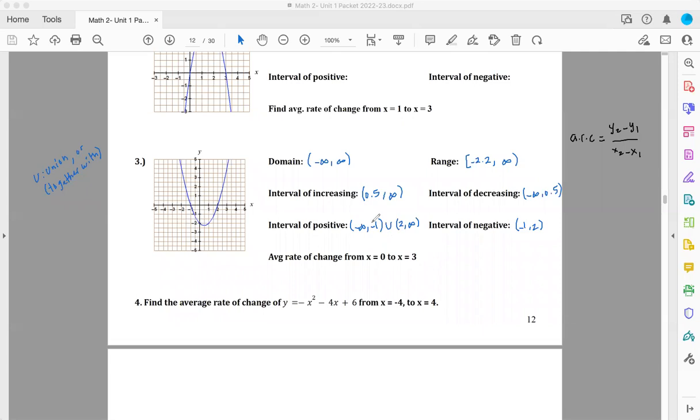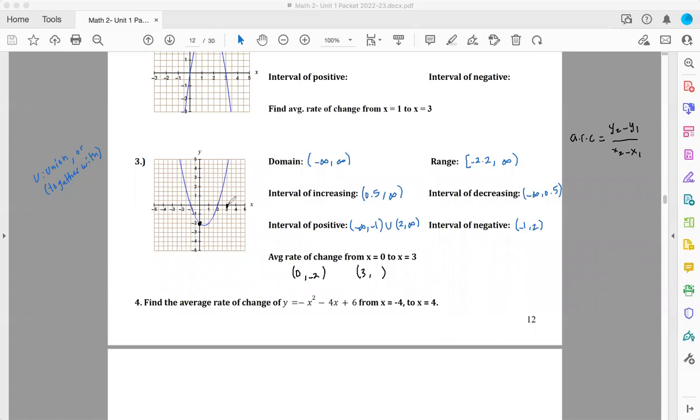So in this case, we want the average rate of change from x equal to 0 to x equals 3. First things first, you need to find the ordered pairs at 0 and at 3. So if x is 0, the y value is here. This is the point on the graph. So it's 0, negative 2. This is the point 0, negative 2.